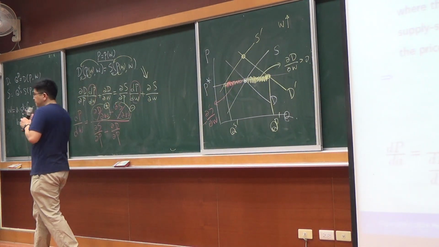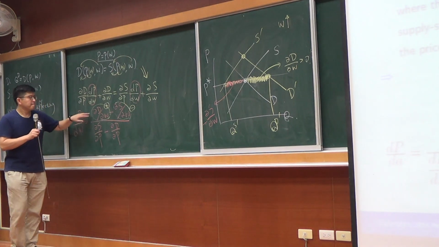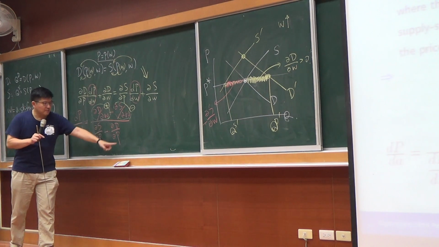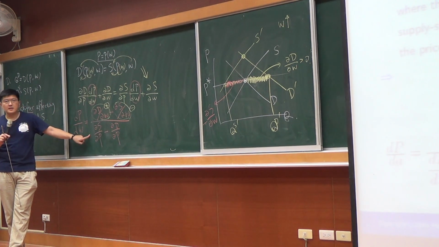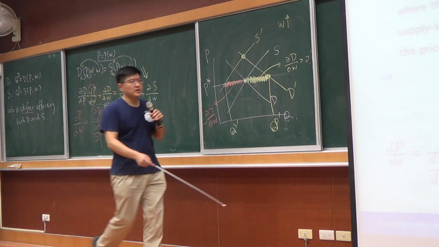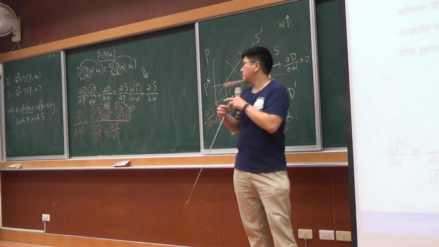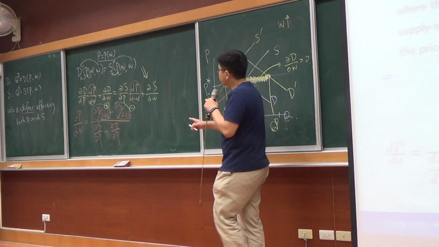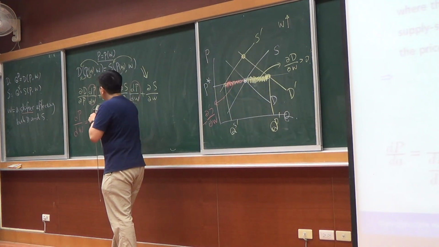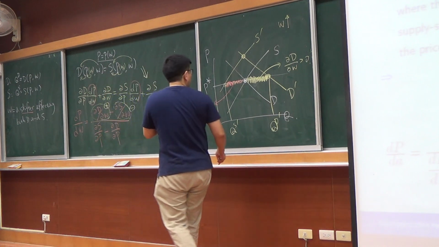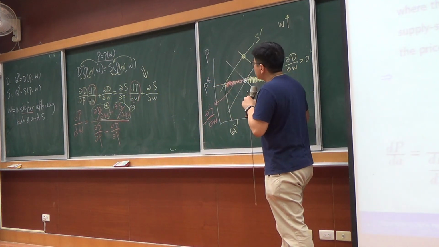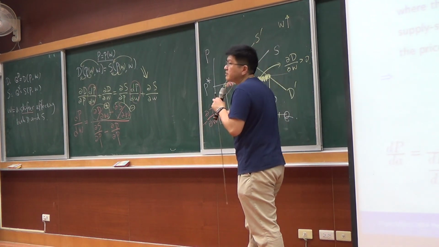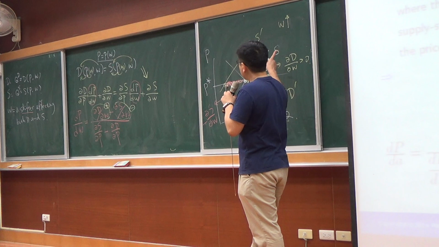Now we understand the numerator here. What about the denominator? It's just the same as we described here. It's similar to that one. So partial S partial P, which means without any change in W. So partial S partial P is a move along the supply curve, right? It's a move along the supply curve. Is that true?